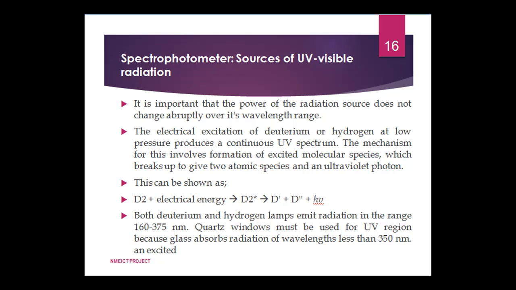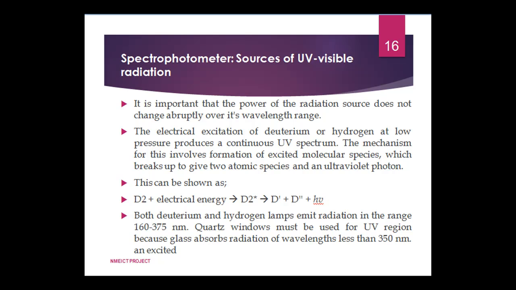That is, D2 plus electrical energy gives D2*, which is in an excited state, and that consequently gives D' plus D'' plus UV light. Both deuterium and hydrogen lamps emit radiation in the range of 160 to 375 nanometer.